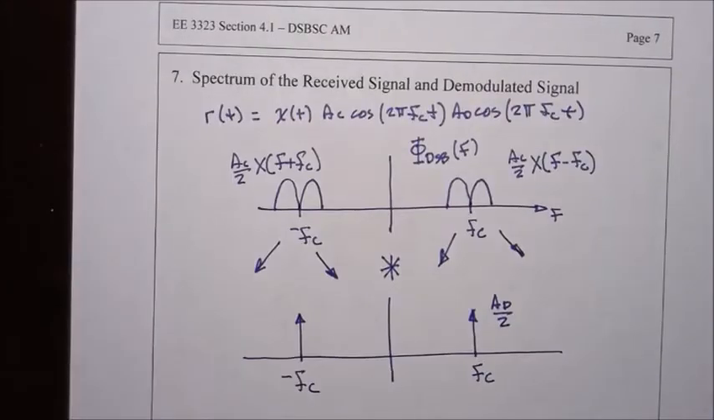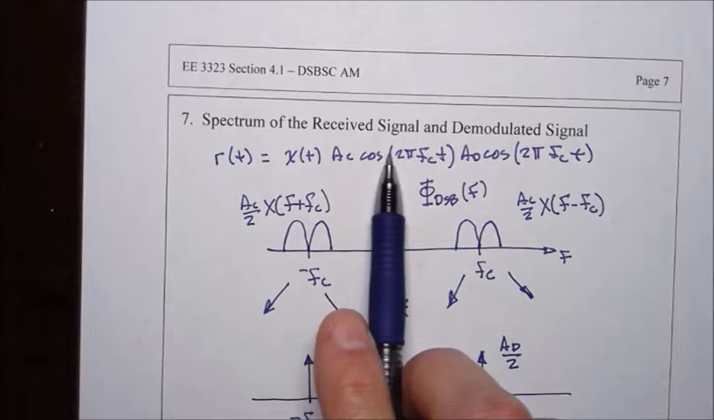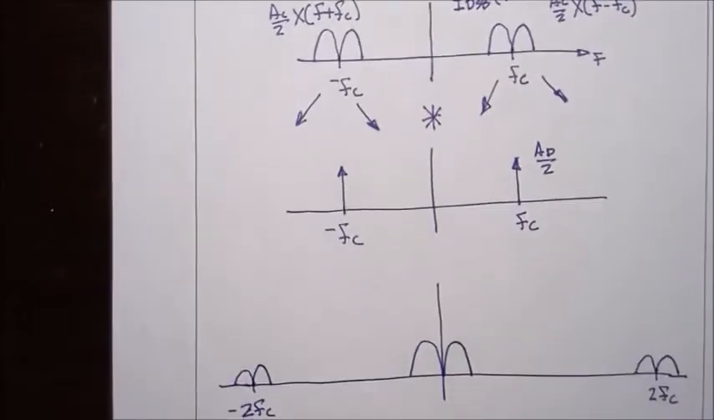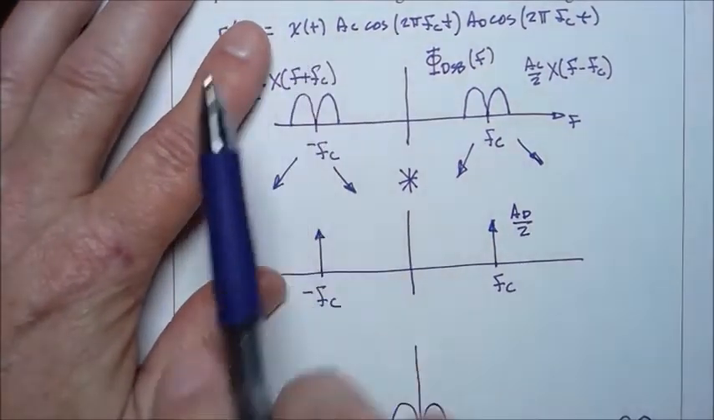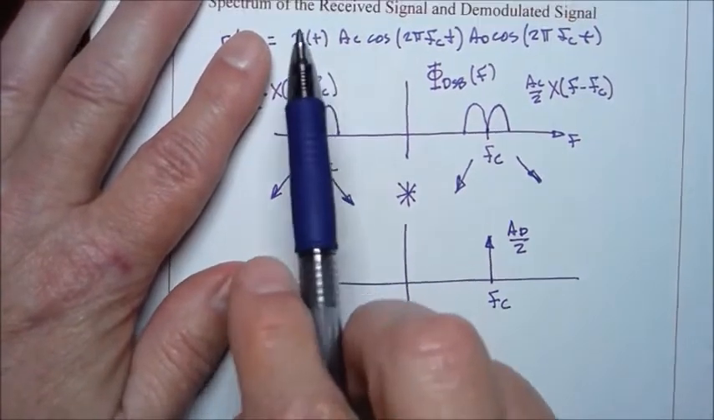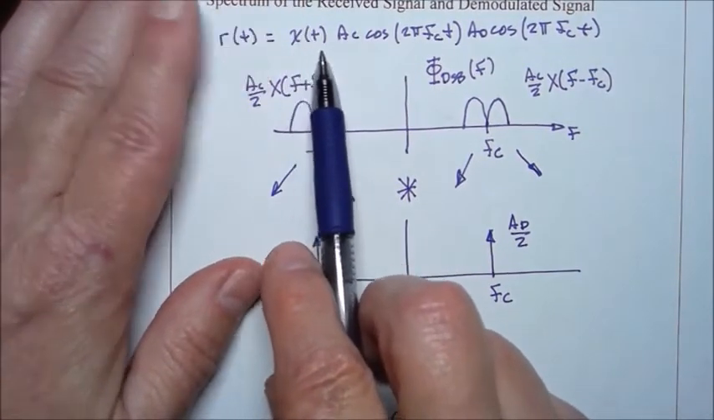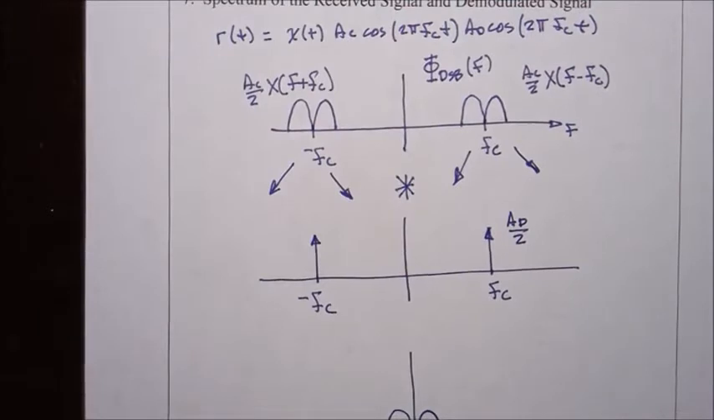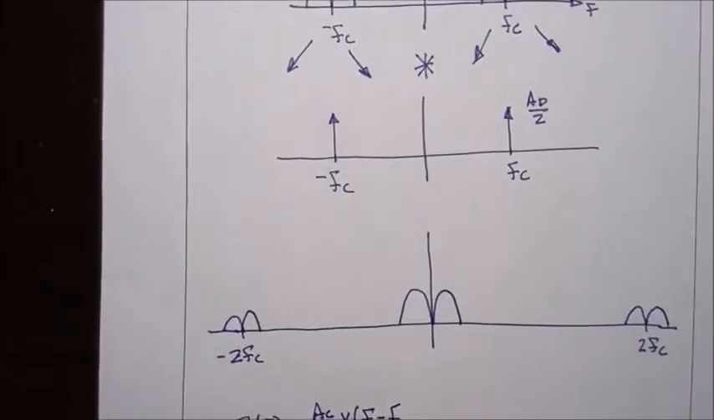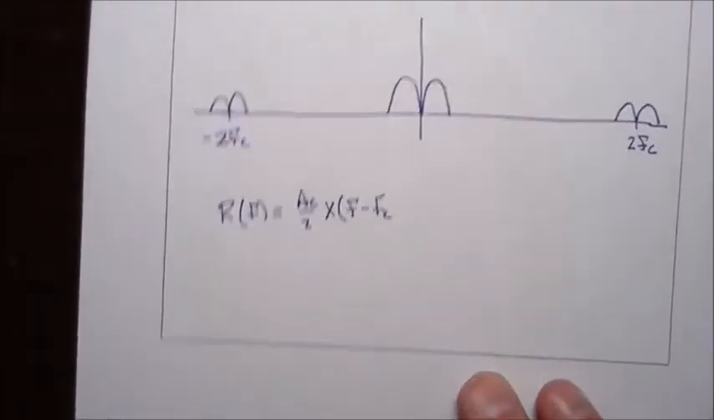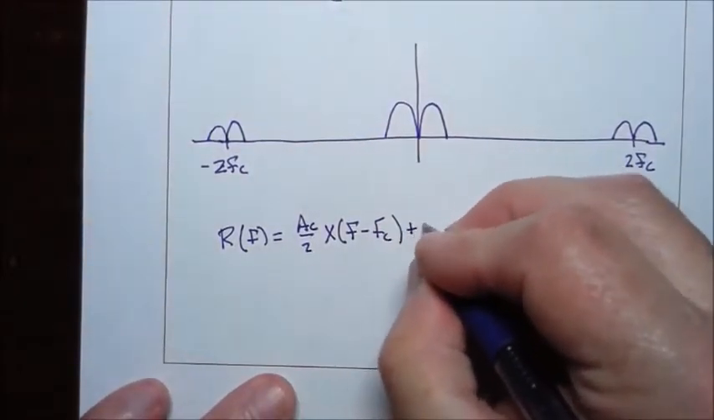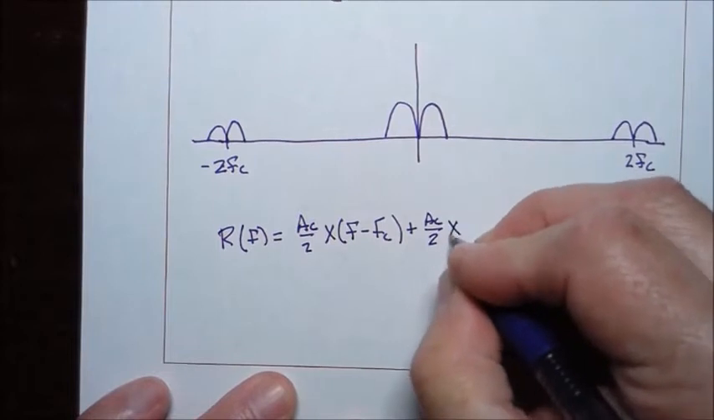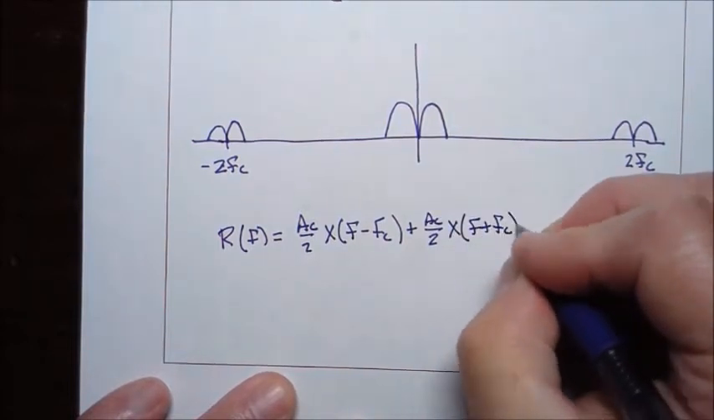We can demonstrate that by taking the Fourier transform of this time signal. I'll call that capital R of f. When we convolve capital X of f with a pair of delta functions, that gives us AC over 2 capital X of f minus FC plus AC over 2 times capital X of f plus FC.